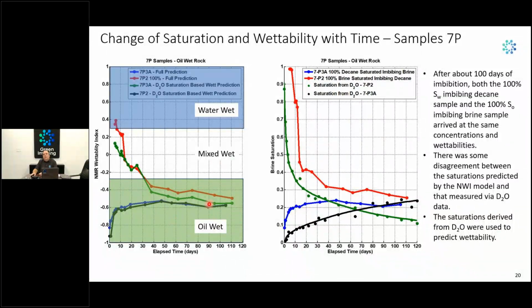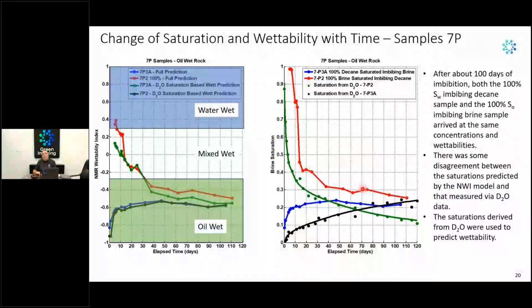And for the saturations, it's similar. We started with 7P2 100% brine saturated, imbibing decane, and very quickly, by about 50 days, the saturation stabilized near 30% water saturated. So most of the water was expelled from this sample. Correspondingly, the one we started 100% oil saturated became less oil saturated before stabilizing near 20% oil saturated. So these agree pretty well, but the question is, are they right?